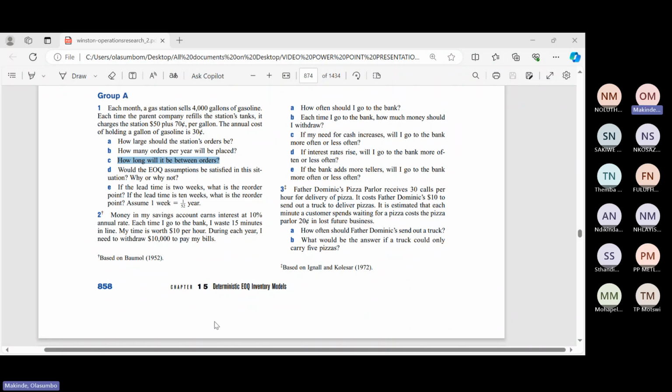Have you forgotten the reorder point? That is the reorder point, because they are asking how long it will be between orders. If you look at the first example we did, that's also what they ask: after how long should you reorder? That's what that question is asking you. That's the reorder point, and you know how to calculate the reorder point. So in this case, all these questions, you are calculating them assuming that the lead time is 0.